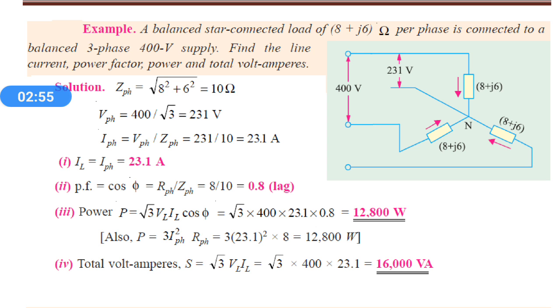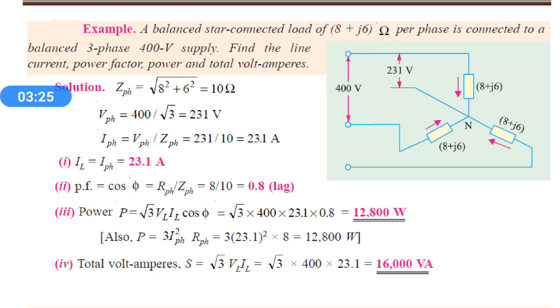Next, I phase equals the phase voltage divided by phase impedance, V by Z. Here we are using phase values. So I phase equals V phase by Z phase. V phase we calculated, that is 231, divided by Z phase, 10 ohm. So 231 divided by 10. The answer is 23.1. That is I phase. In a star connection the line current equals the phase current. So line current equals phase current, that is 23.1 ampere. That is the first answer.